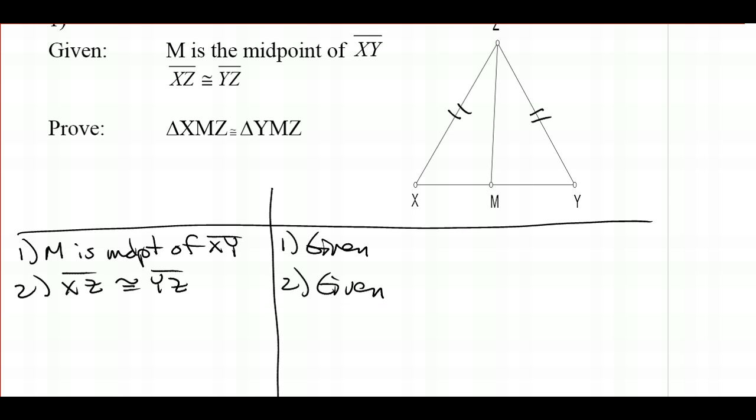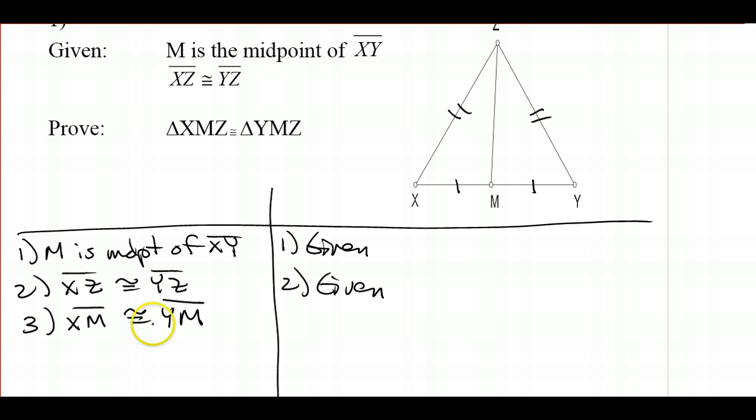So most of this class, when we're doing proofs especially, is going to be drawing conclusions from things that we know are things that are given. So based on the information that's given, if I know that M is a midpoint, I know that XM is going to be congruent to YM. So let's go ahead and put that in our proof. We've got XM congruent to YM.